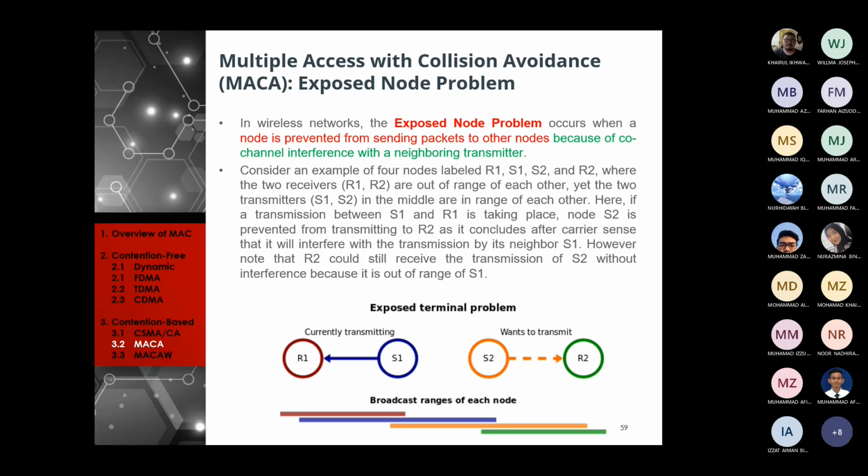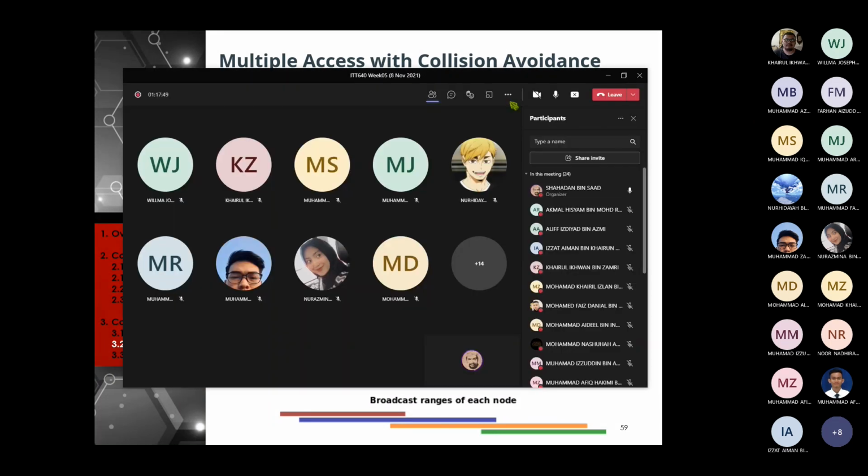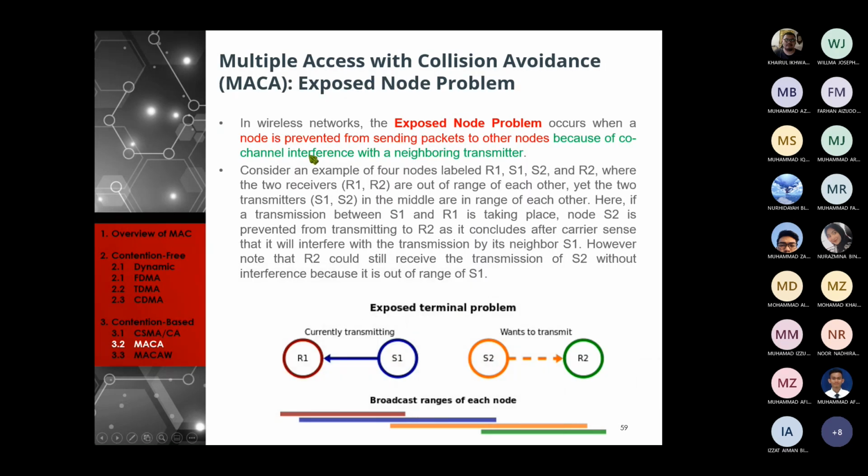So exposed node problem lah. In wireless network, the exposed node problem occurs when a node is prevented from sending packets to other nodes because of co-channel interference with a neighboring transmitter. Nak habis dah sahabat. MACA patut MACAW ada belakang.